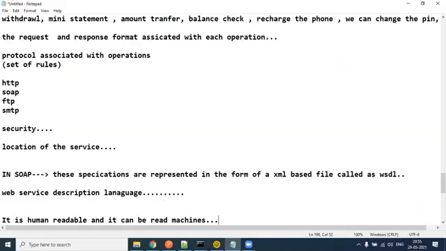So when we are talking about integration, we are not talking about the integration of two human beings. We are talking about the integration of two applications, maybe running on the same machine or different machines. And whatever communication has to happen, it has to happen in a way which can be understood by machines. So these specifications are in the form of XML. These are human readable as well as machine readable. So machines can read these specifications and can guide you on how your request should look.